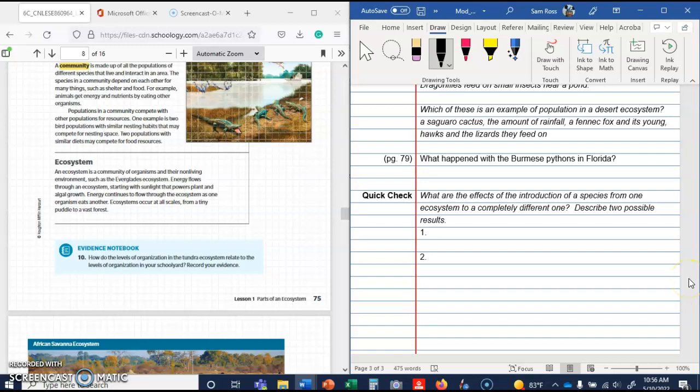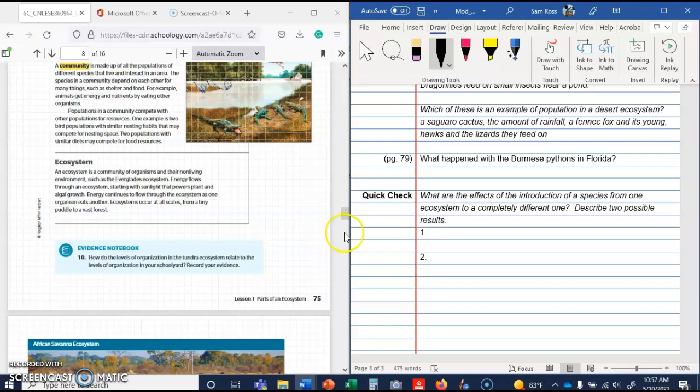Okay. Which of the following is an example of a population in a desert ecosystem? There's the saguaro cactus. Those are your cactuses that look like they have arms. The amount of rainfall, that's abiotic. A fennec fox and its young. Hawks and lizards they feed on. So the answer is A, the saguaro cactus.